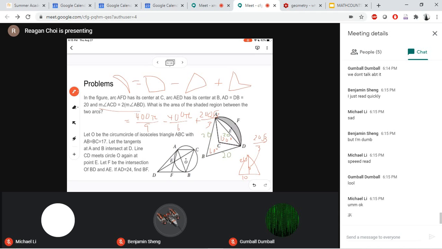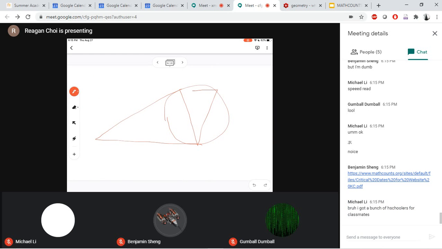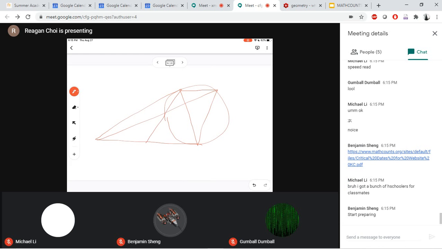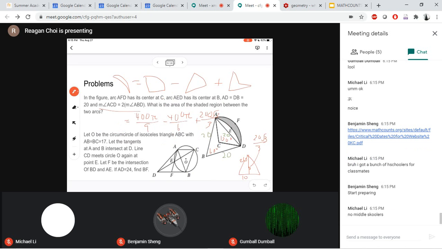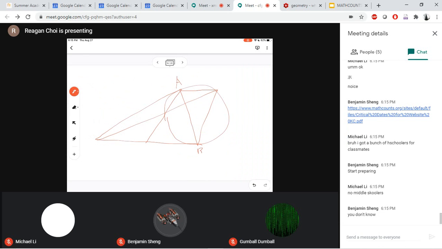Alright. Let me actually go to another slide and draw it here. And then I forgot the rest of the problem. Like that, and that, and that. A, B, C, D, E, and F. Alright, any ideas?